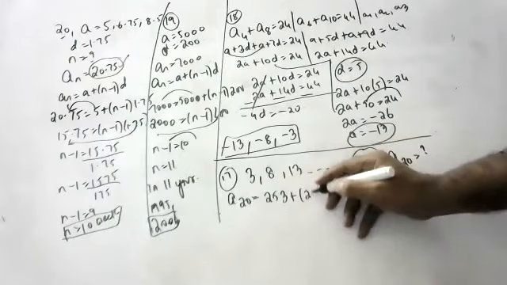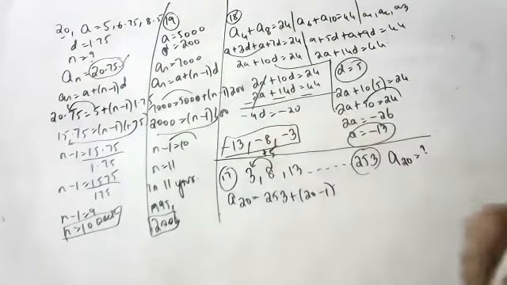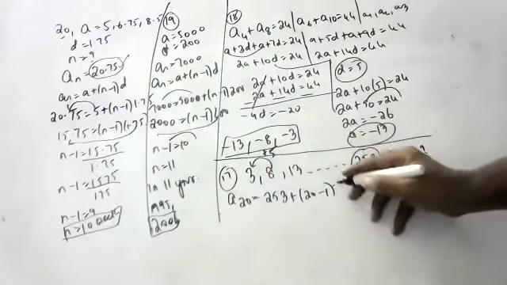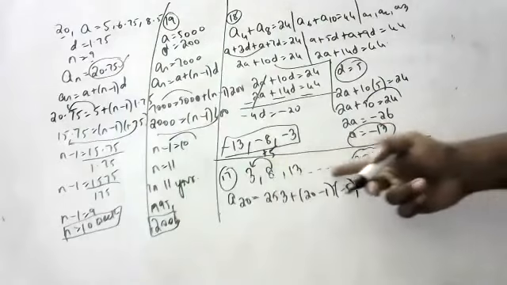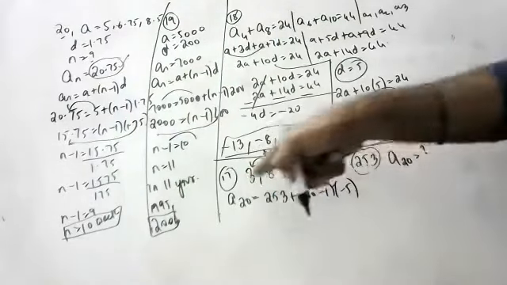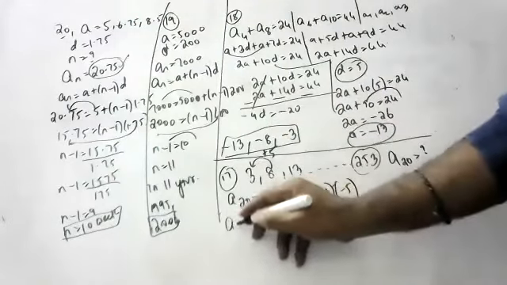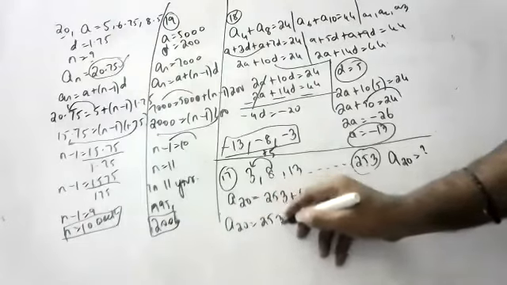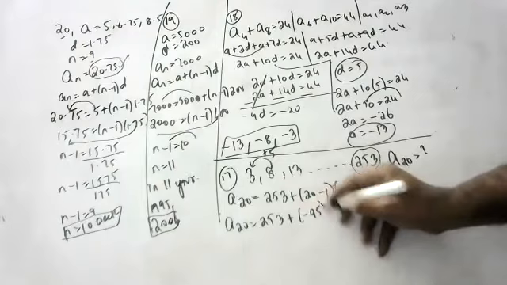Plus 20 minus 1 into the common difference. From the front the common difference is plus 5, so from the back, in reverse, it is minus 5. Children, from front it is plus 5, from reverse it will be minus 5. So A20 is equal to 253 plus 19 into minus 5, or minus 95.